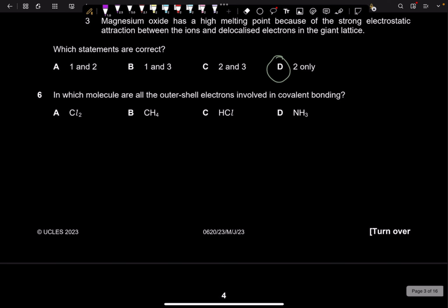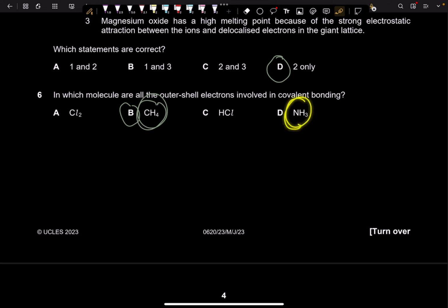In which molecule are all the outer shell electrons involved in covalent bonding? All outer shell electrons should be involved in covalent bonding. Definitely it cannot be this, it cannot be this, it cannot be this. That's easy. It has to be this. Why? Because both are fulfilling each other's valencies.